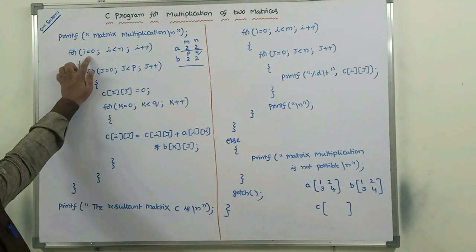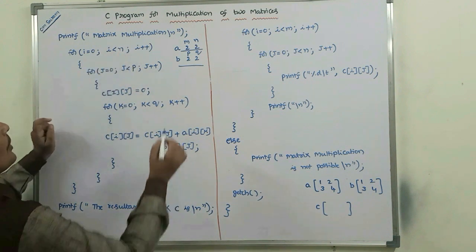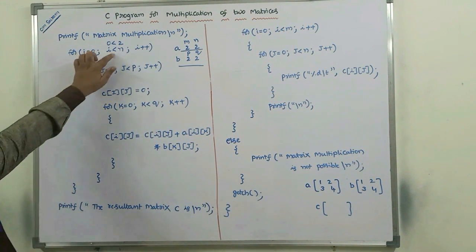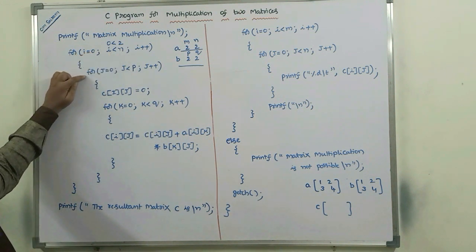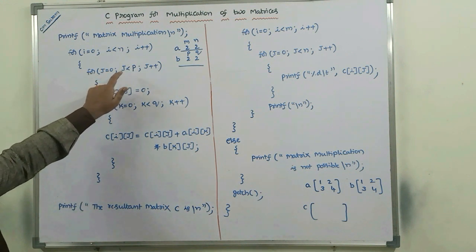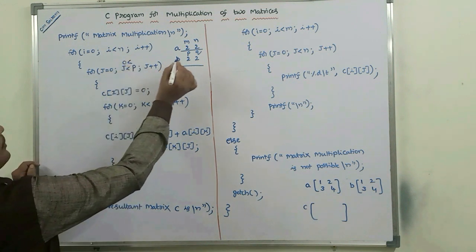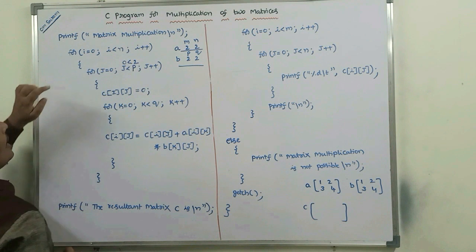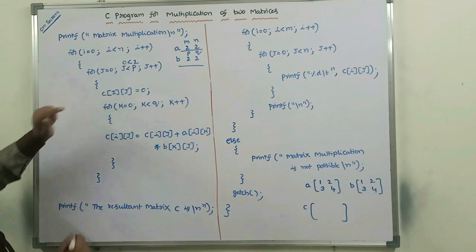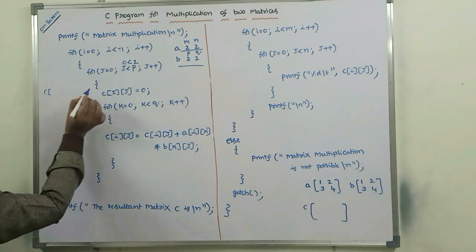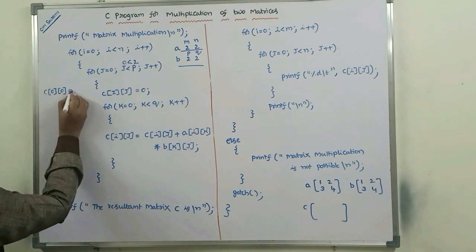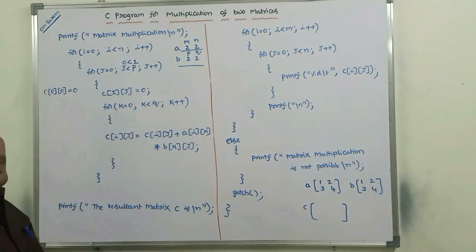First i is equal to 0, i less than N. So N value is 2. So 0 less than 2. Condition true. If the condition is true, then the control goes to the body of the for loop. In the body again a for loop is there, j equal to 0, 0 less than p value is 2. Okay, condition true, then the control goes to the body of this for loop. C of ij, so C of ij means i value 0, j value 0. C[0][0] is equal to 0. Initially, C[0][0] value is 0.